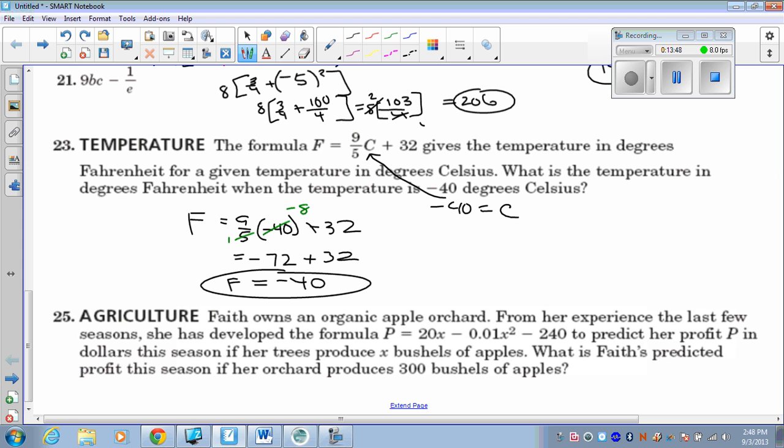So, here's the kind of weird thing about it. If you're at negative 40 degrees Celsius, you're also negative 40 degrees Fahrenheit. That's kind of funky. I guess that's why they gave you that particular problem. It's interesting.